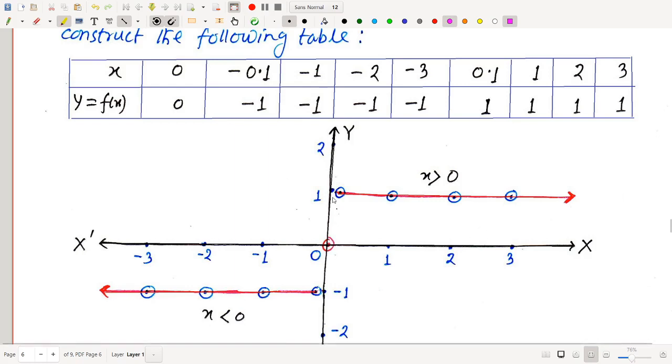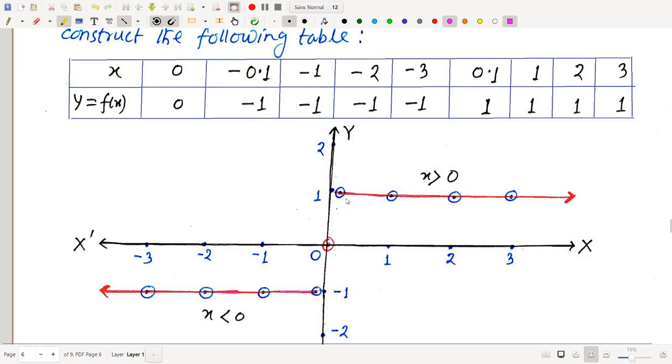But one fact: here is a gap I kept. When x is minus 0.1 or 0.1, y is minus 1 or 1. But when x is 0, suddenly y is 0. So there is a huge gap. You cannot join these to the origin, and this straight line does not meet the y-axis. This straight line also does not meet the y-axis.